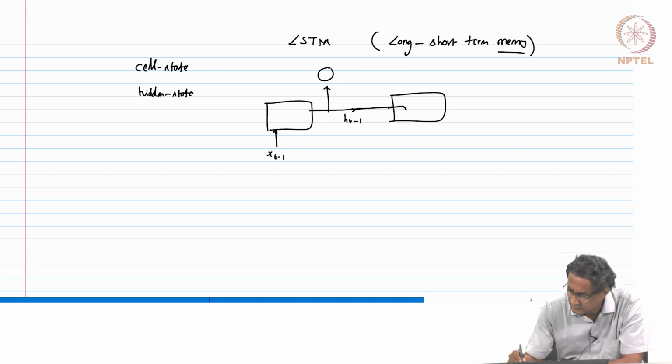Then this ht minus 1 goes inside, and the way to draw it is like this. This is a standard way to draw this. So you have xt going in, and you have this going in, and the two will go together to a tanh.